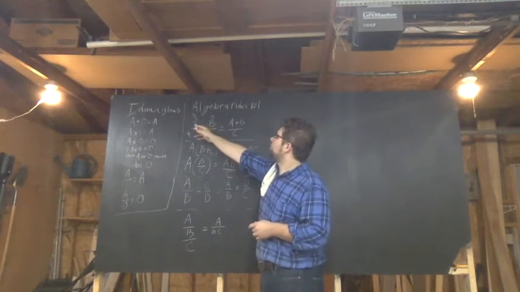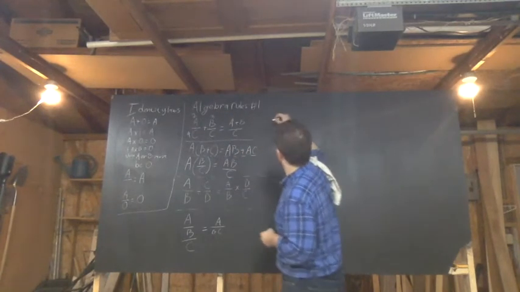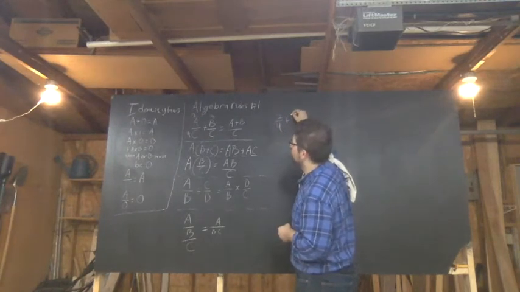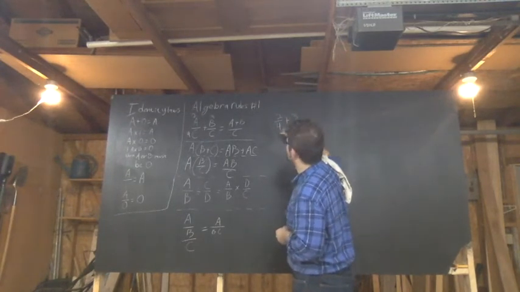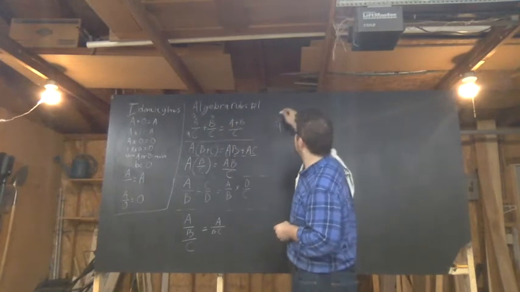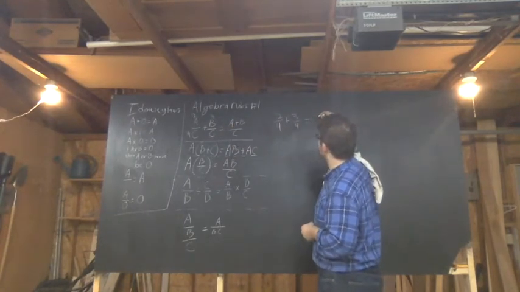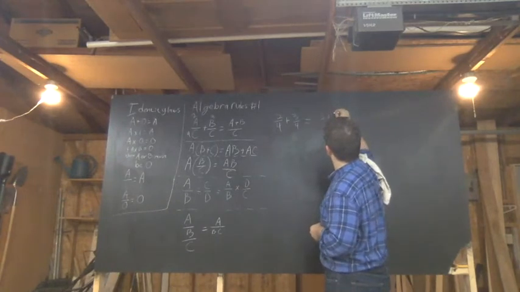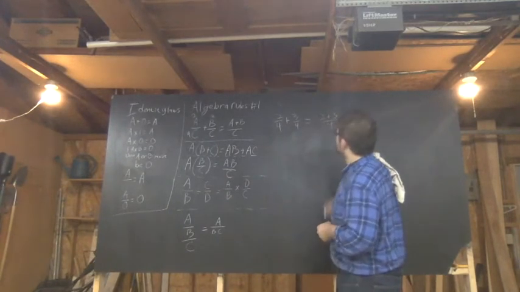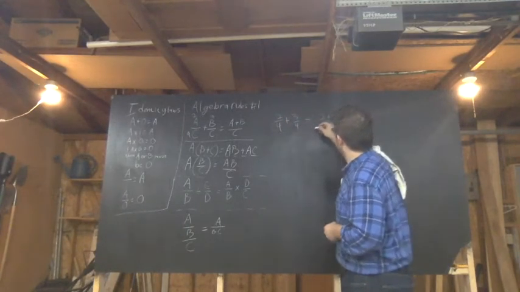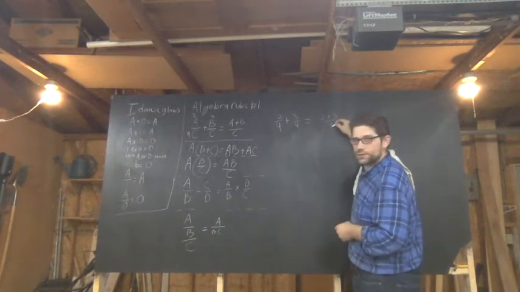So 2 over 4 plus 3 over 4, substituting these in. My a is 2, my b is 3, my c is 4. It should equal 2 plus 3 over 4. So what I'm saying is I've got 2 fourths plus 3 fourths is equal to 2 plus 3 fourths.